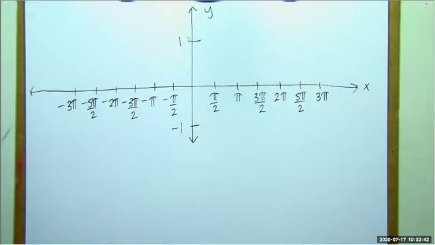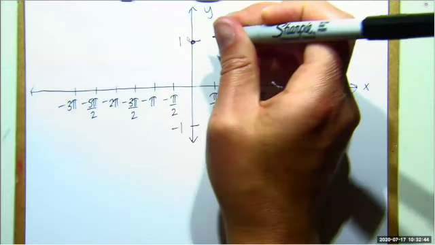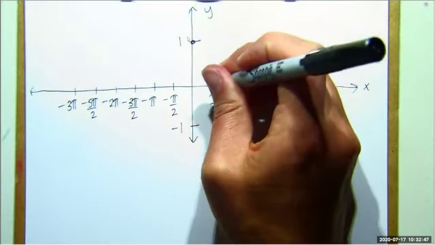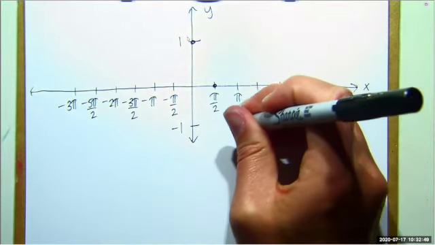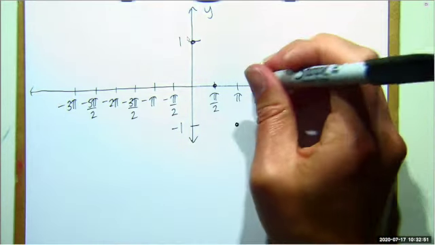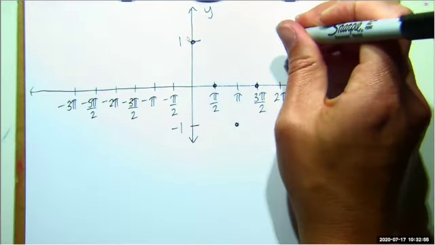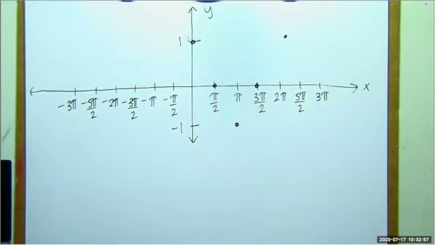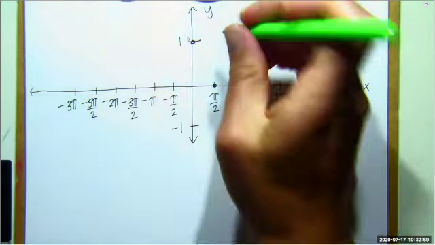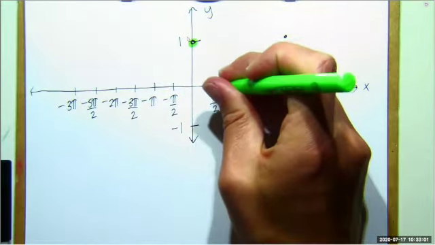Okay, so let's plot our points. First we had 0, 1. Then we had pi over 2, 0. Then we had pi, -1. 3 pi over 2, 0. 2 pi, 1. This is one full cycle, one period of cosine.